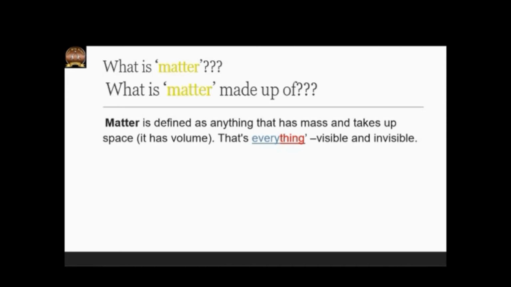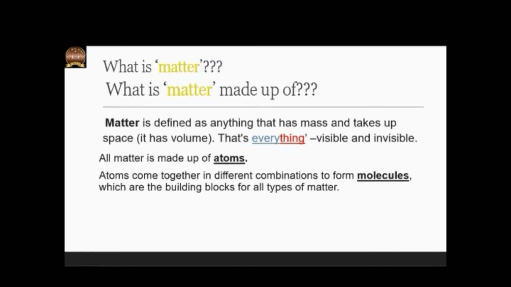Well then, what is matter made up of? Matter is made up of tiny particles called atoms. Atoms are extremely tiny. They cannot be seen with the naked eye. Atoms come together in different combinations to form molecules. And molecules are the building blocks for all types of matter.